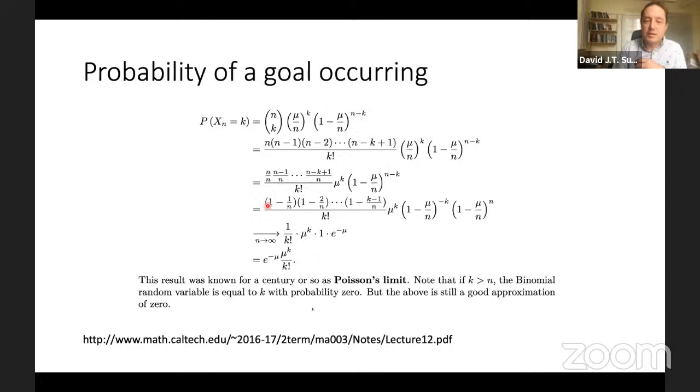When we let n go to infinity, all of these terms become 1, this term becomes 1, this term becomes 1, this term becomes 1 over 1 here. K factorial is not affected by n going to infinity. Mu to the k is not affected by n going to infinity. This thing here, well, you've got mu divided by n going to infinity, so this thing just goes to 1. And then this last part here is probably the harder one to work through, but actually by definition, the limit of this is e to the minus mu, as you have 1 minus mu divided by n to the power of n.